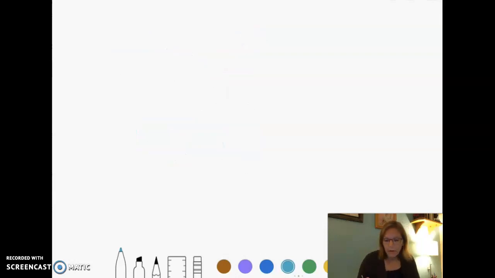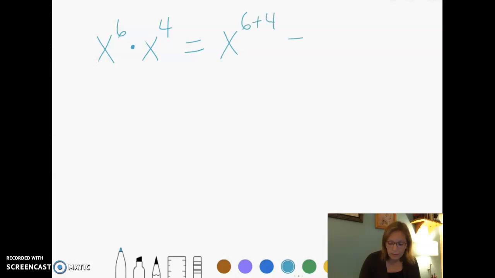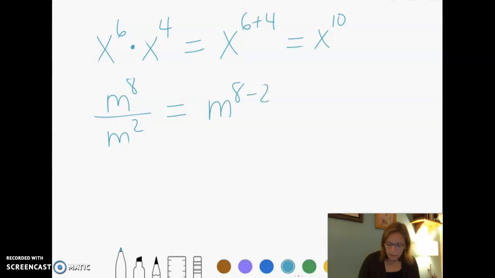Okay, so now moving on to our exponent rules. Exponent rules. When you are multiplying exponents that have the same base, you add the exponents. Okay? When you are dividing exponents that have the same base, you subtract the exponents.